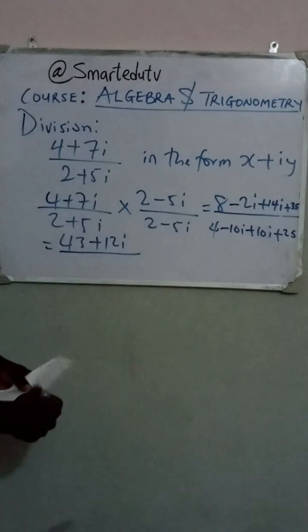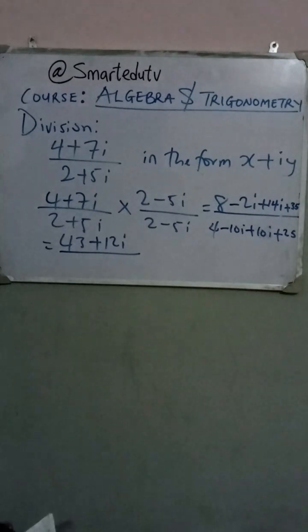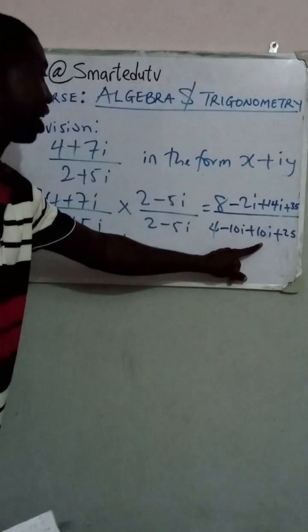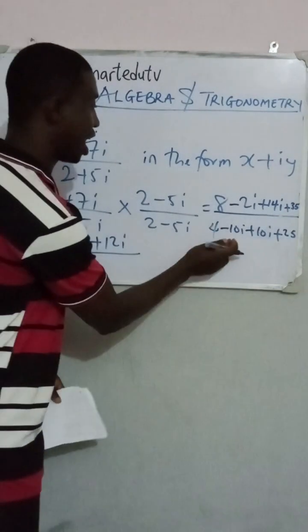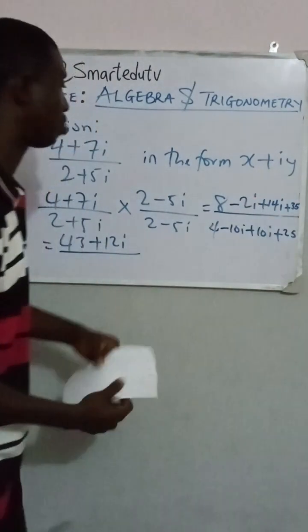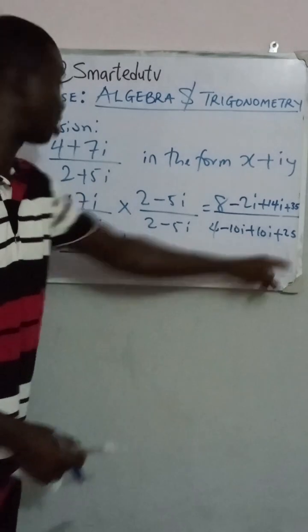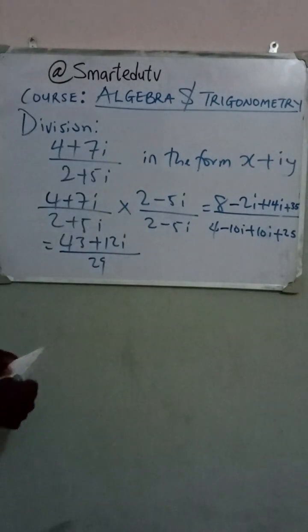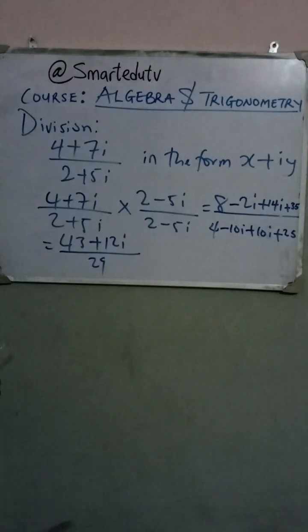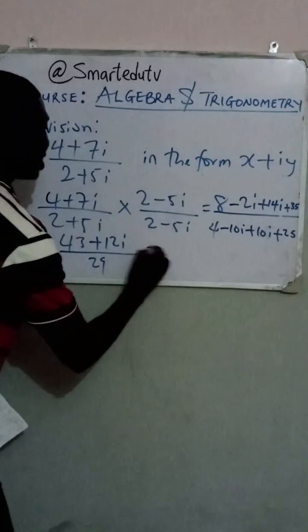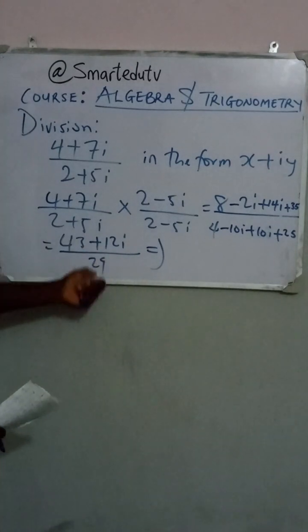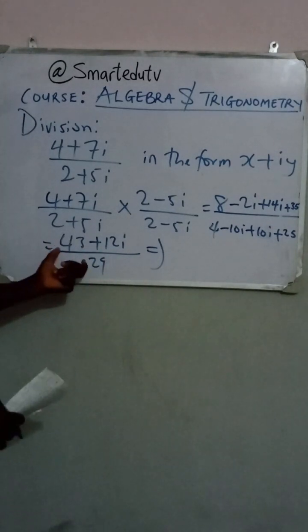Divided by, let's see what happens under. What is 4 minus 10i plus 10i plus 25? Minus 10i plus 10i, they are gone. And that is 4 plus 25, which is 29. So I'm having 43 plus 12i over 29.